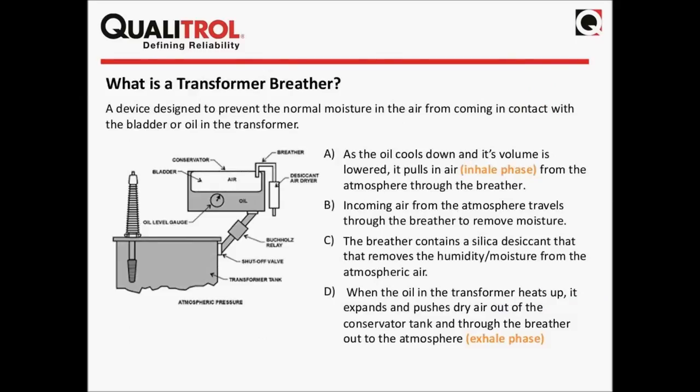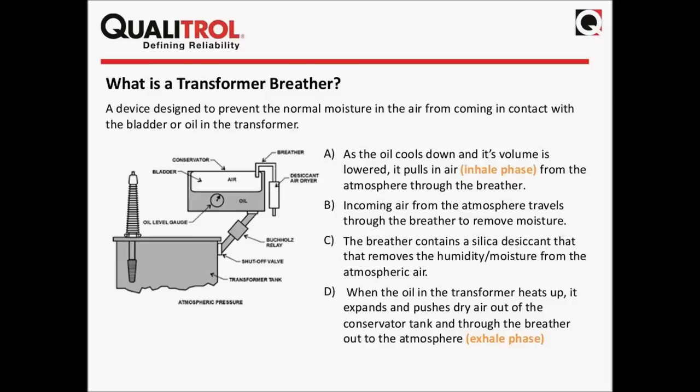So what is a transformer breather? A transformer breather is a device that's designed to prevent the normal moisture from the air or the atmosphere from coming in contact with the bladder or oil in a transformer. You can see up at the upper right-hand part of the drawing, you'll see the breather hanging there on the conservator tank.